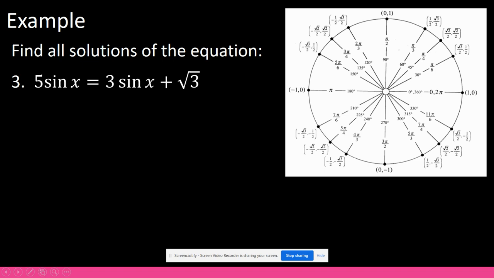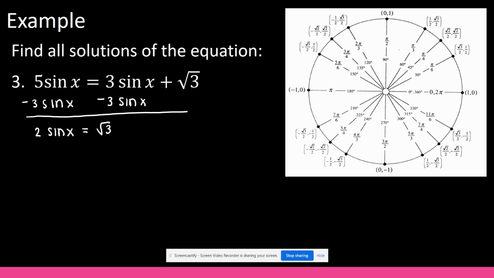Notice that in this problem, to find all solutions, I do not have my trig value isolated by itself. There's a sine of x on the left as well as the right. So I'm going to move that 3 sine of x over to the other side so I can start combining like terms. When I subtract, that gives me 2 times the sine of x equaling the square root of 3.